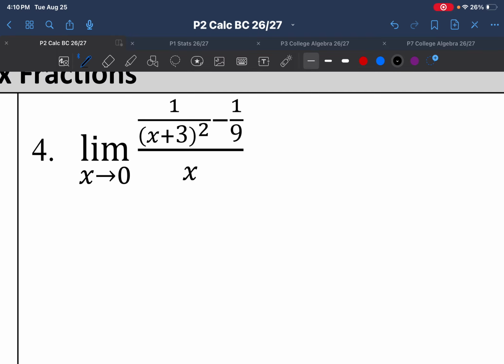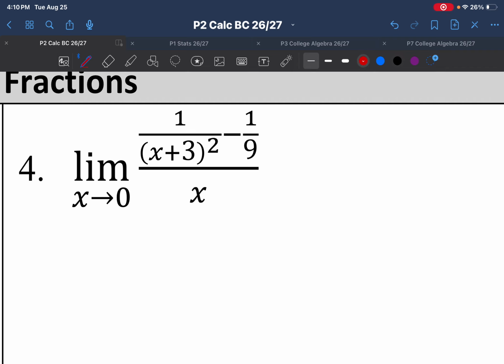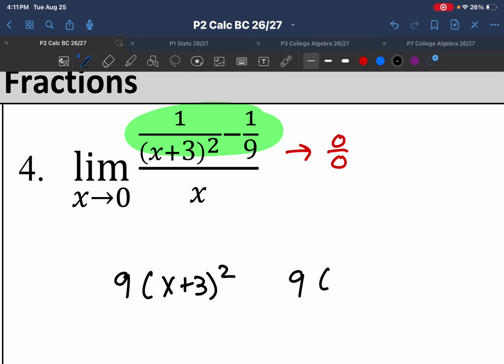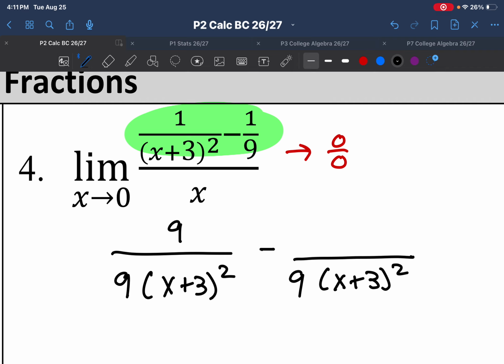Last example here. I notice that when I plug in 0, I get 0 over 0, so I have to keep on going. I see that I have a complex fraction in the numerator, so I'm going to first get a common denominator, and that is going to be me simply multiplying them together. So 9 times x plus 3 squared. The first fraction is missing a 9, so 1 times 9 is 9. The second fraction is missing the x plus 3 squared, so I write that down.